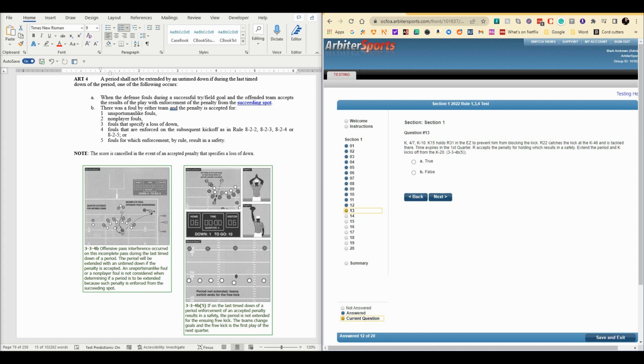Okay, we've kind of gone over this a lot. But basically, whenever we have an accepted penalty at the end of a period, we extend the period for one untimed down with these exceptions. Article 4. And one of them is fouls for which enforcement by rule results in a safety. So there was a hold in the end zone by K, the offense, and so therefore we have a safety. And we don't extend the period for an untimed down on a penalty whose enforcement by rule results in a safety. So this is false.